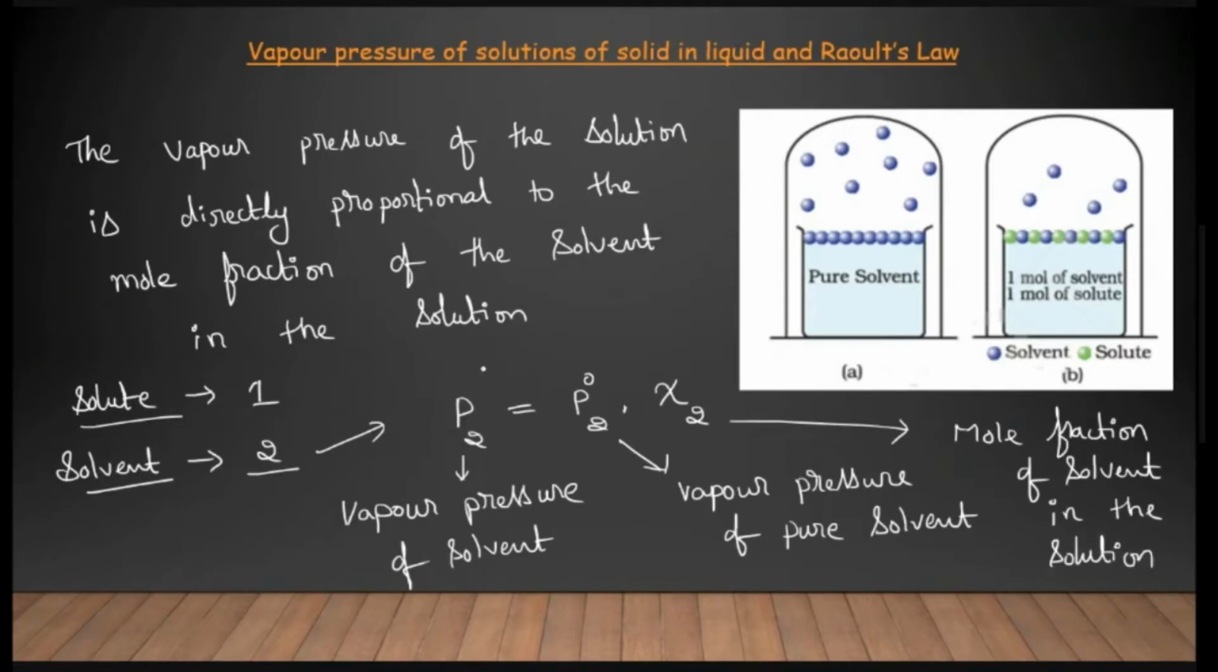Okay, so this is the second definition of Raoult's law. That is, vapor pressure of the solution is directly proportional to the mole fraction of the solvent in the solution, and this is the mathematical form of Raoult's law for non-volatile solute dissolved in a volatile solvent. Okay, so by this we cover both the cases of Raoult's law.